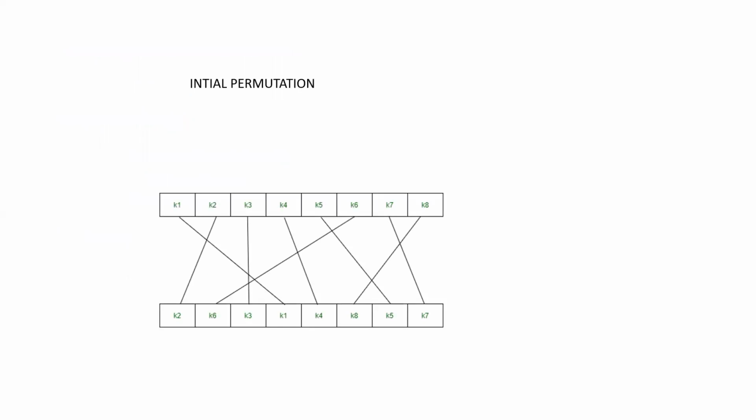In the initial permutation, we take 8 bits and shuffle them randomly to get 8 bits again, where the bit positions are changed. In this case, the first bit is replaced with the second bit. The second is replaced with the 6th bit of the original one. Third is replaced with third, and fourth is replaced with the first one, and so on.